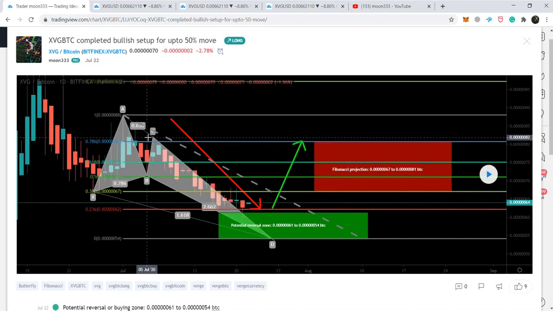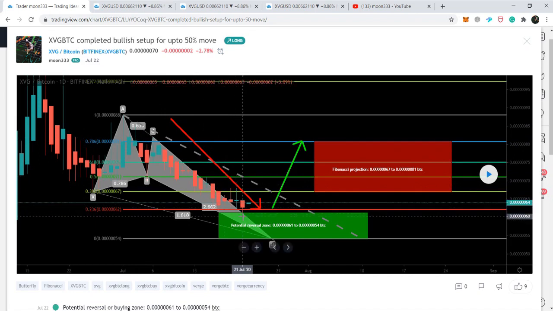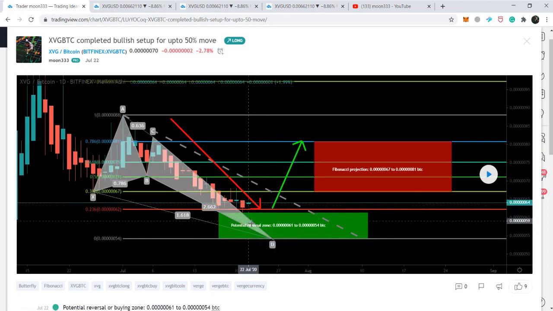This is the second confirmation, and then finally the price moved all the way up to this level, that is 1.27 up to 1.618 Fibonacci retracement. So this is the final confirmation for the bullish butterfly pattern.